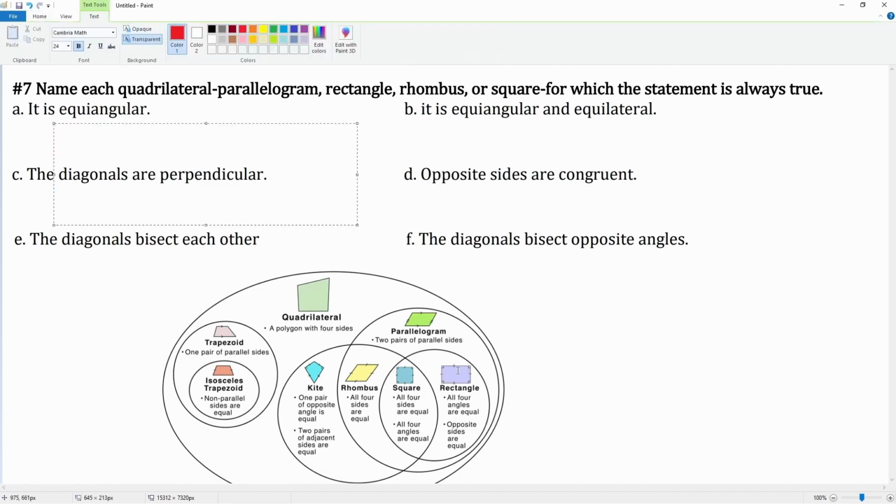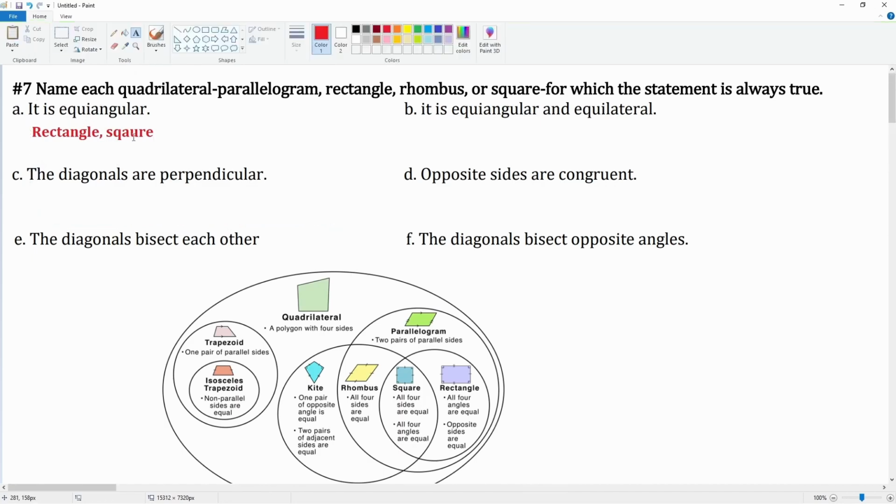Because you notice for the rectangle, all the angles here are 90 degrees. So we could say the rectangle is equal angular. And since it's a square, we can also say it's a rectangle. So for those, a rectangle and a square, it is equal angular. Okay.